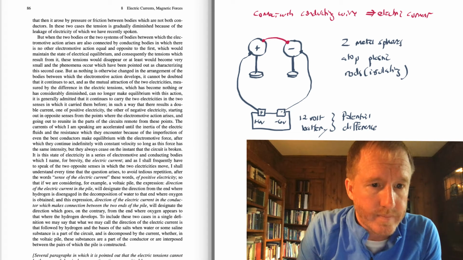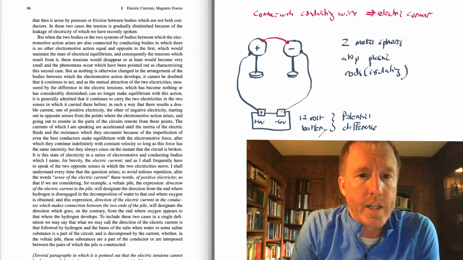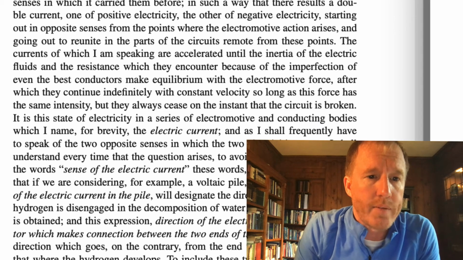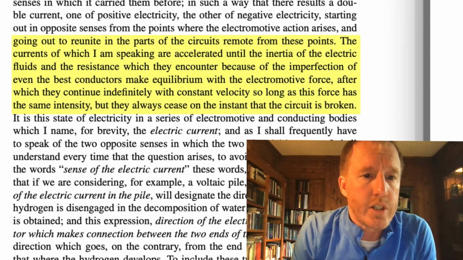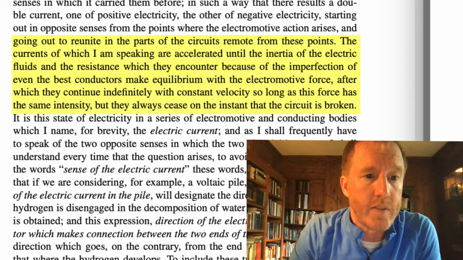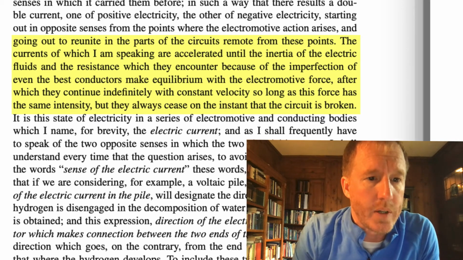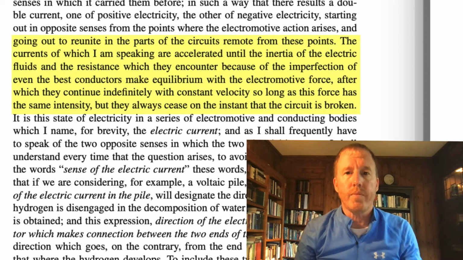Okay. Now, he says something else in here. There's a couple of sentences where he conceives of how this electricity moves. Does it move instantaneously or does it have to accelerate? He says the currents of which I'm speaking are accelerated until the inertia of the electric fluids and the resistance which they encounter because of the imperfections of even the best conductors make equilibrium with the electromotive force, after which they continue indefinitely with constant velocity so long as this force has the same intensity. But they always cease on the instant that the circuit is broken. What is he talking about here?